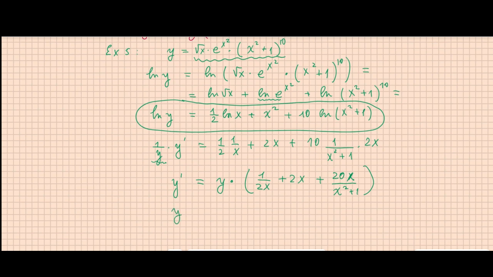And I'm going to write down y prime equals square root of x e to the power of x squared by x squared plus 1 to the power of 10. And now I copied my big parenthesis with the derivative of the function, 20x over x squared plus 1. And that's it. I'm done.